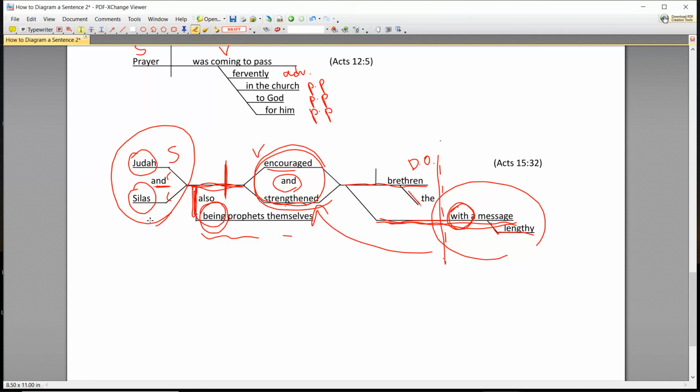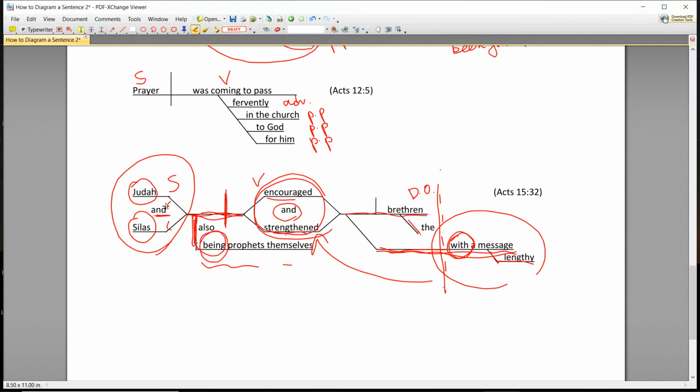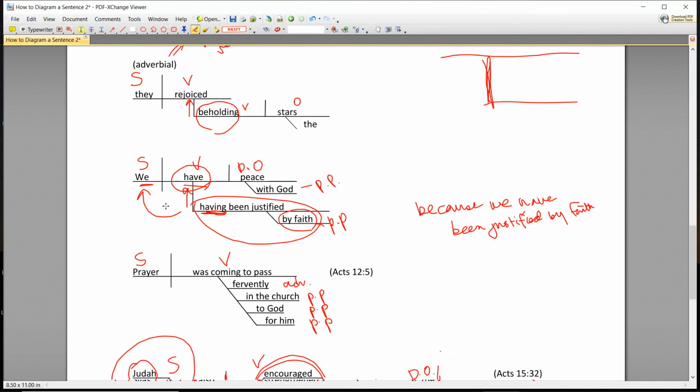And in this verse, Judas and Silas encouraged and strengthened. That's the verb. Who? The brethren. How? With a lengthy message. Why? Because they are prophets themselves, right? So this is kind of who, when, what, how, why, those questions. So this will help you. I hope that you will appreciate this method as you continue to study the Bible.